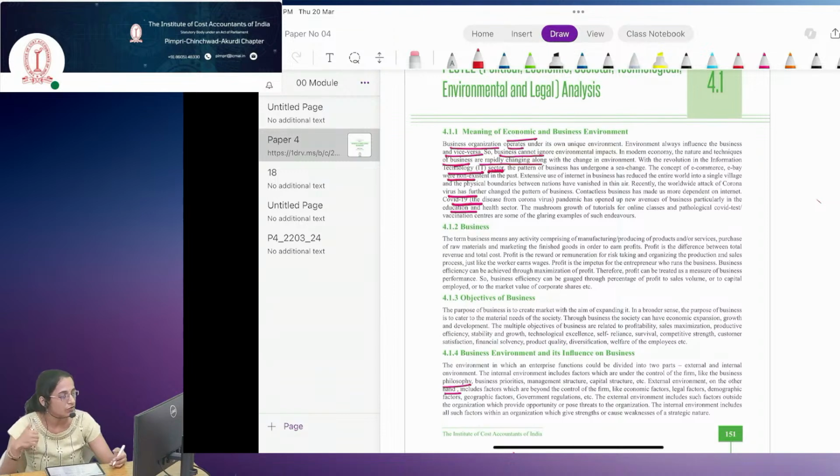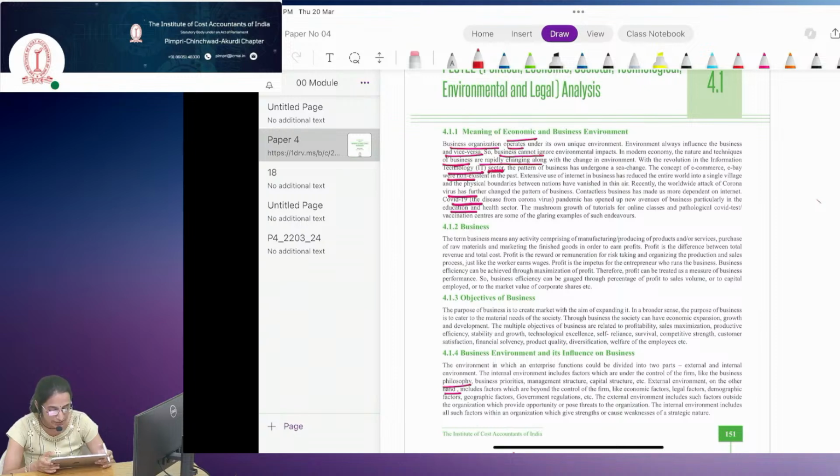Where the main motive is to earn profit. Profit is the difference between the total revenue and total cost. Profit is reward or remuneration for risk taking and organizing the production and sales process, just like workers earn wages. Okay? Profit is the impetus for the entrepreneur who runs the business. The profit is the reward to the person who runs this business.